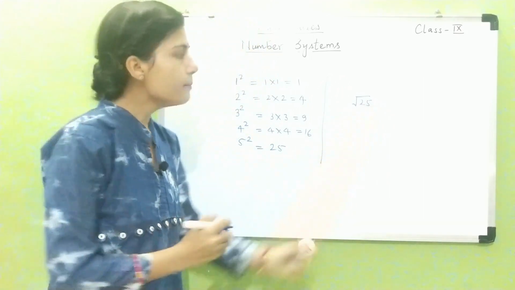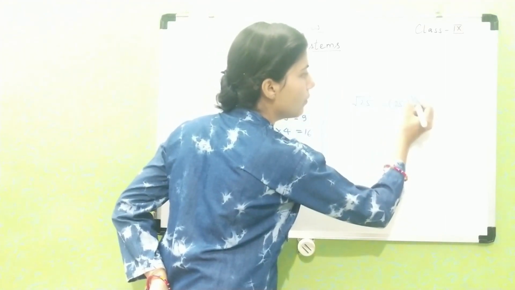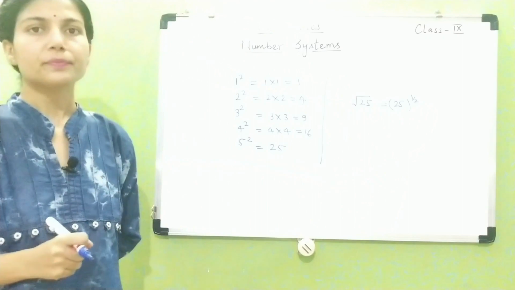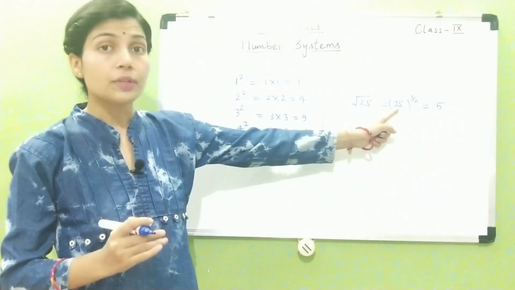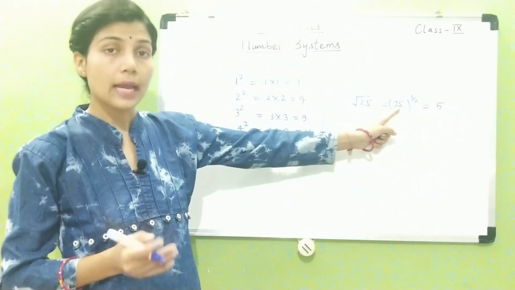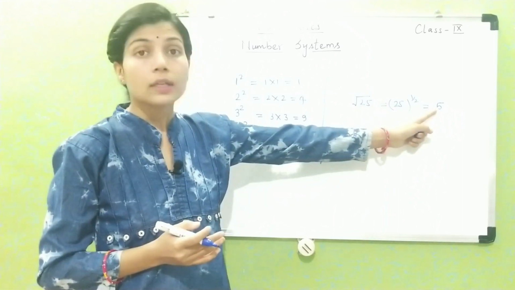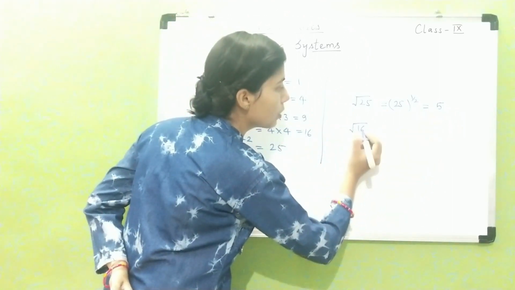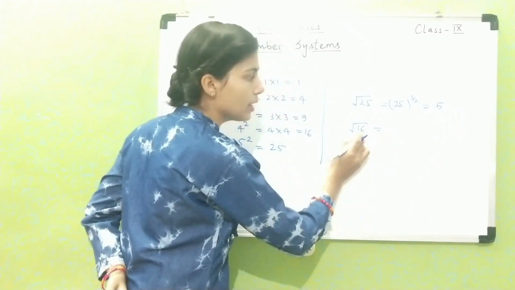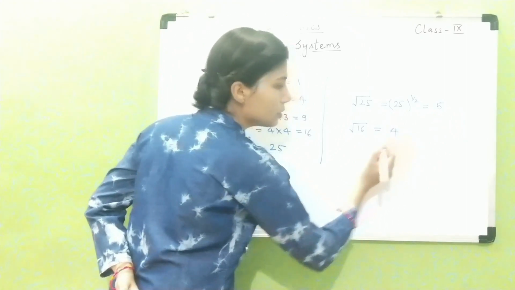Square root of 25 means you are raising 25 to the power 1 by 2. So what will it come? It will come as 5. It means 25 is a perfect square number and you are finding its square root. So the answer will be 5. If I take 16, the square root of 16, a perfect square number, raising power 1 by 2, it will come as 4.